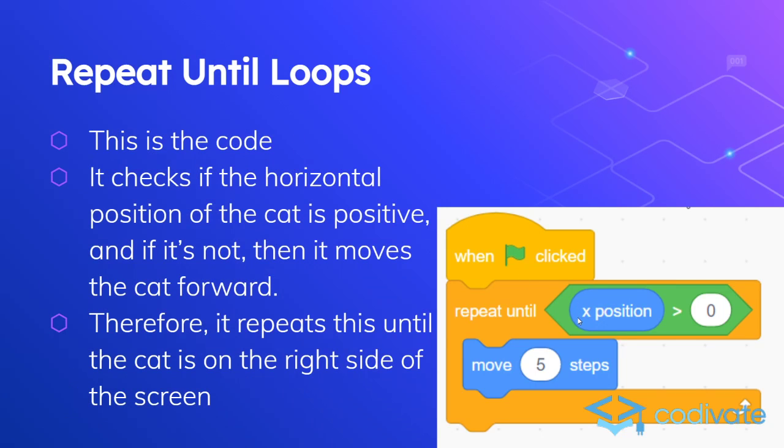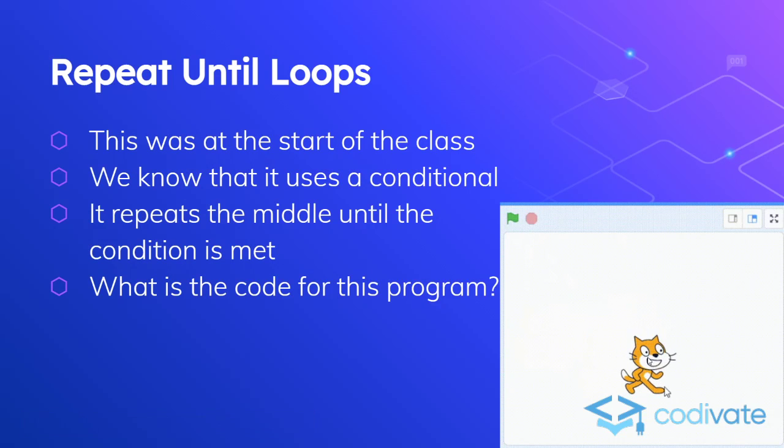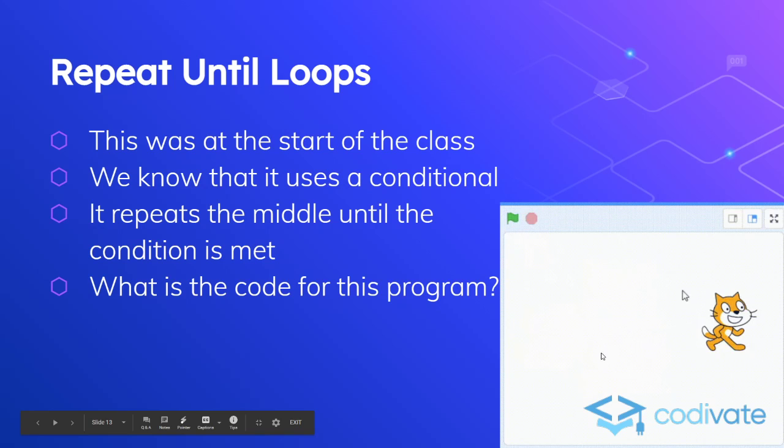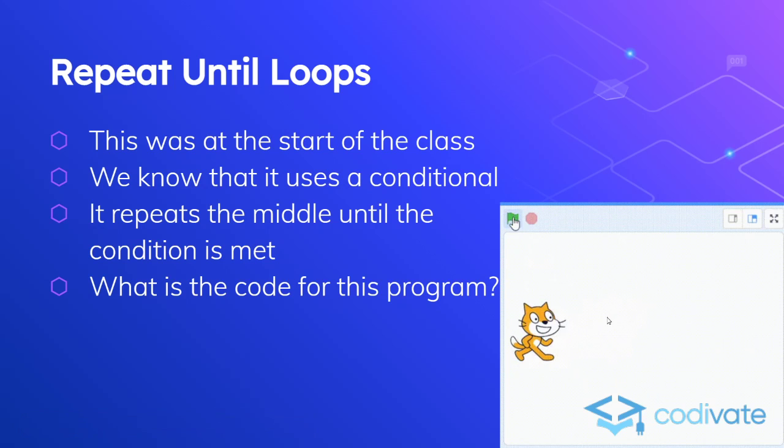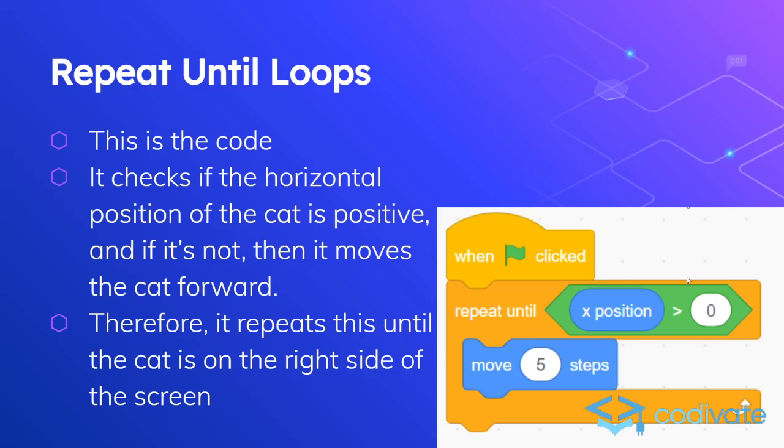So in our case, in this code, the cat is always moving unless it's on the right side of the screen. Then it doesn't move. So until it's to the right side of the screen, it's going to move. And what we put in here is basically what does right side of the screen mean? Because there's not actually a Boolean that says, is the cat in the right side of the screen? There isn't.